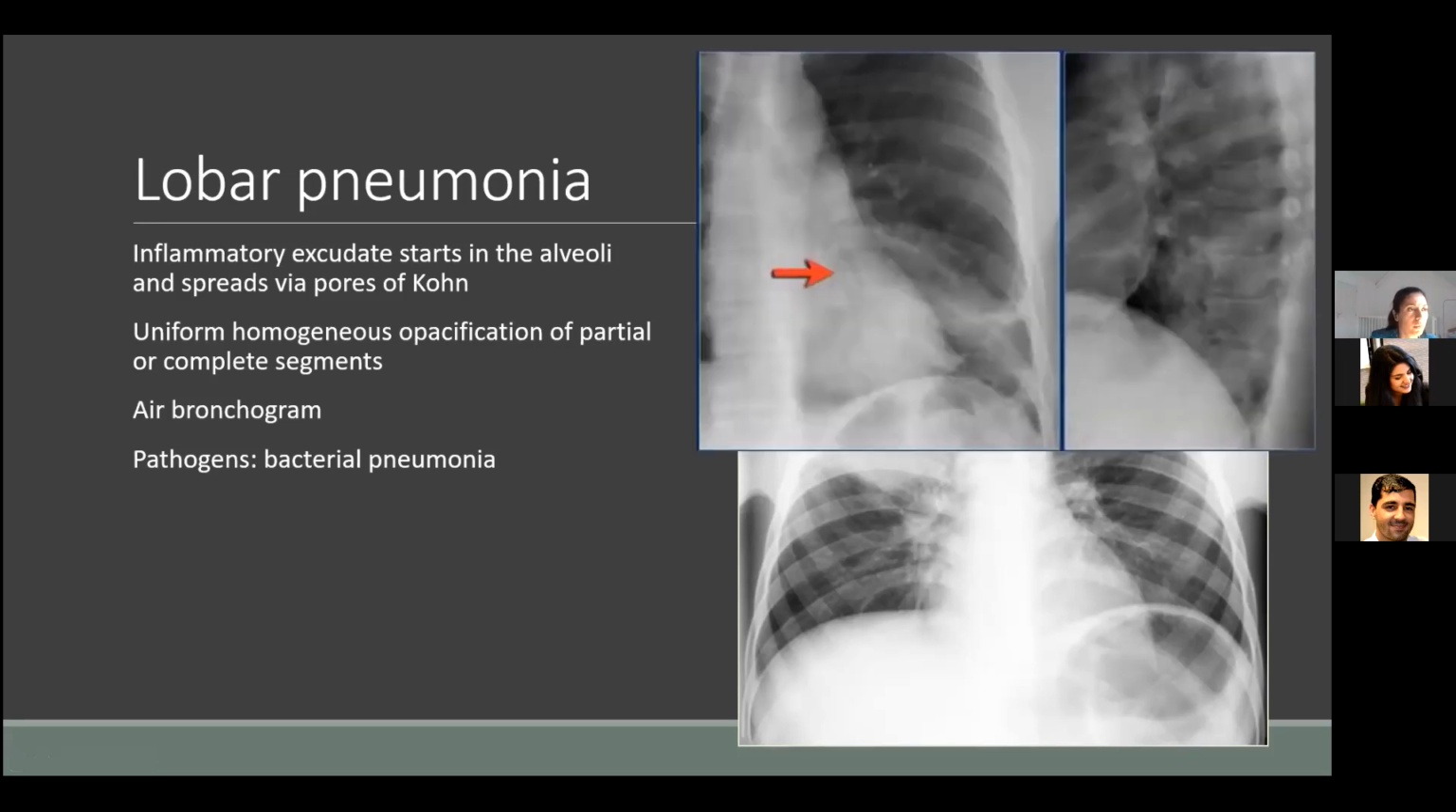This is an example of the air bronchogram, better seen on this chest X-ray. As you can see here, the consolidation is ill-defined on the border. So this consolidation has not reached the fissures, but it is a more ill-defined consolidation with the air bronchogram, which is really well seen on the frontal chest X-ray.